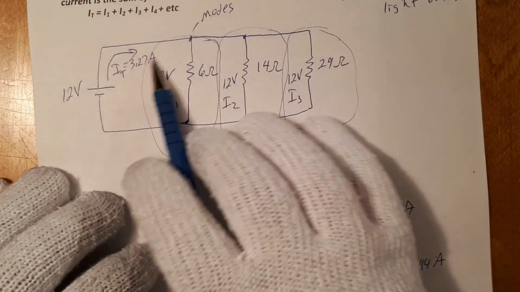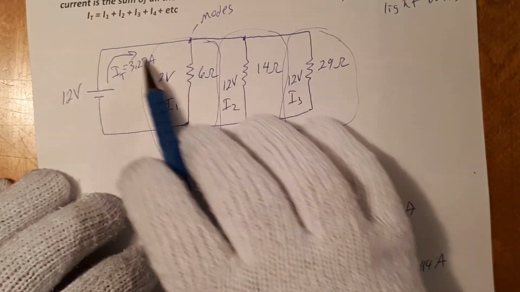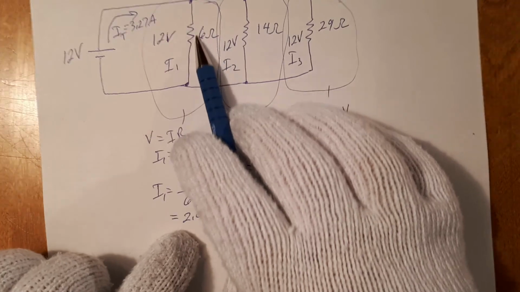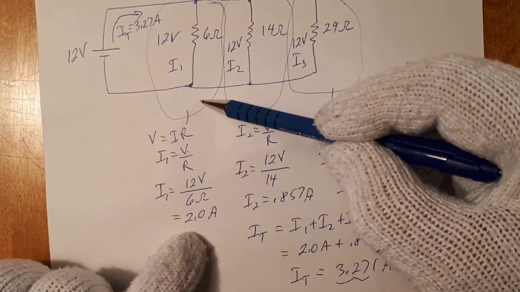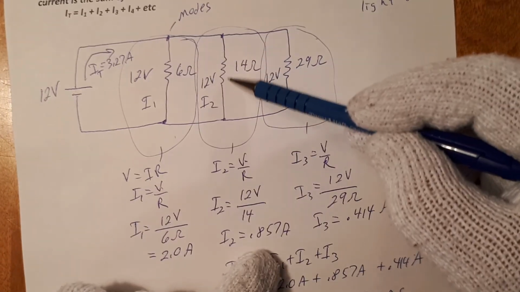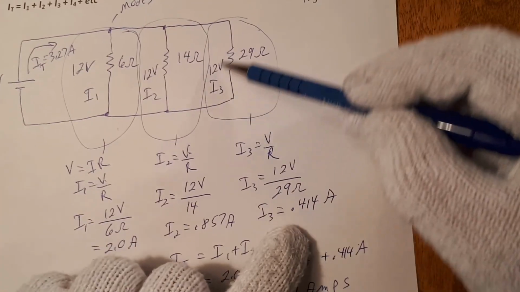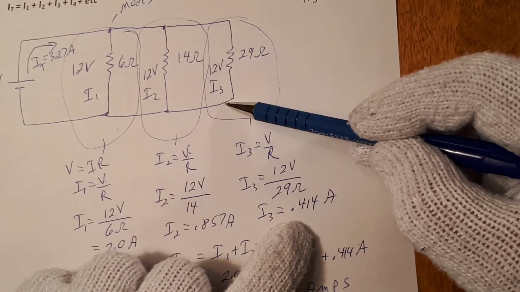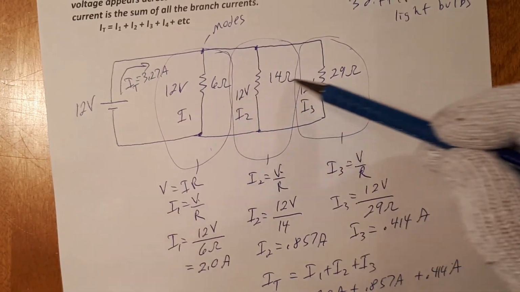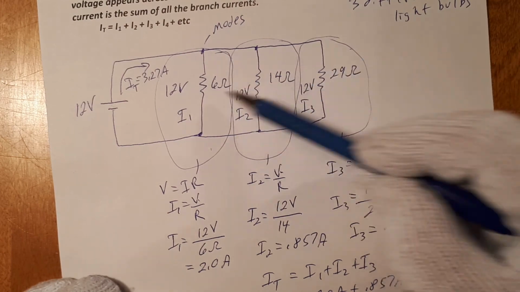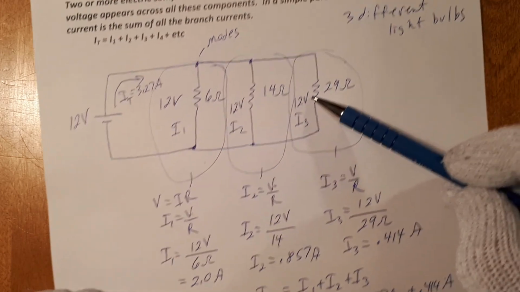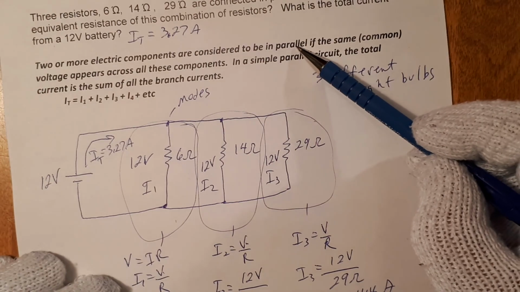As the current travels through the circuit, it is being split such that 2 amps go down this branch, 0.857 amps will go down this branch, and 0.414 will go down this branch. So the current is split among the three branches, whereas the voltage remains the same. And that is a basic definition of a parallel circuit.